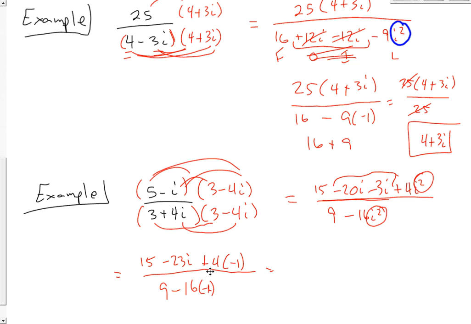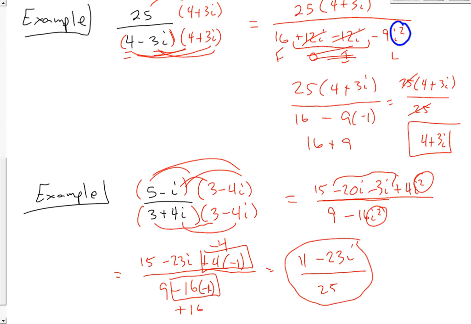Okay, continue simplifying this. My plus 4 times negative 1 is really just minus 4. And 15 minus 4 is 11. And then minus the 23i. The bottom part, this negative 16 times negative 1 is positive 16, and 9 plus 16 is 25. And I can't simplify that any further, and therefore that is my answer.